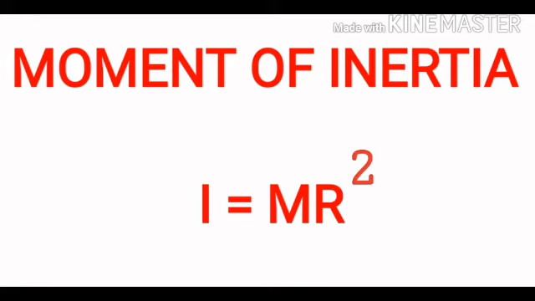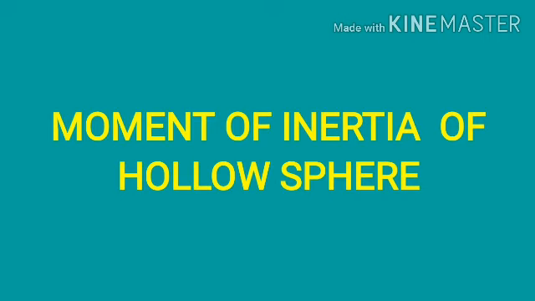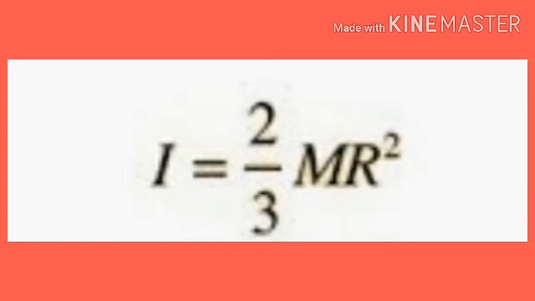So the moment of inertia formula is I equal to mr square. M means mass of the element, r means perpendicular distance toward the axis of rotation. Now today I am going to calculate the moment of inertia of a hollow sphere, and the formula is I equal to 2 by 3 mr square. M means bulk mass, r means perpendicular distance towards the axis.